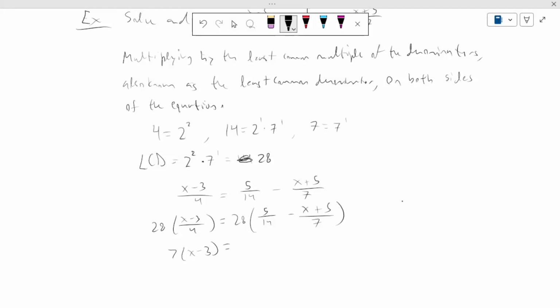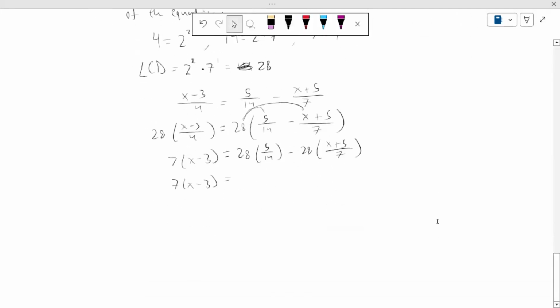Okay, good. Now over here, I have to multiply by 28, and over here I have to multiply by 28. So this is the same thing as 28 times 5 over 14 minus 28 times x plus 5 over 7. The left-hand side is still 7 times x minus 3, and we have to drag that around throughout the entire problem like dead weight. It's absolutely necessary. Don't lose it.